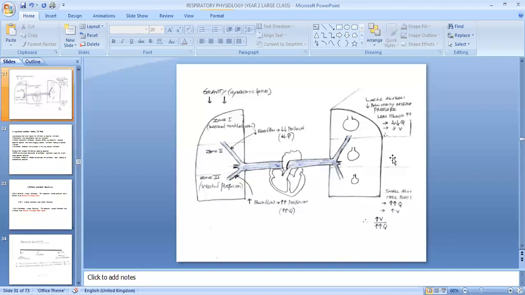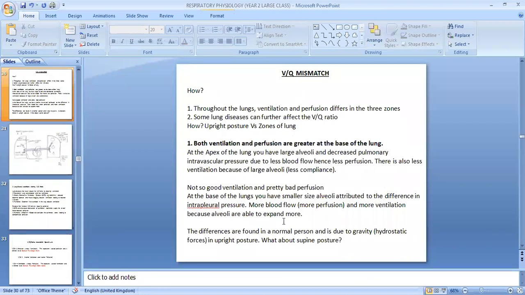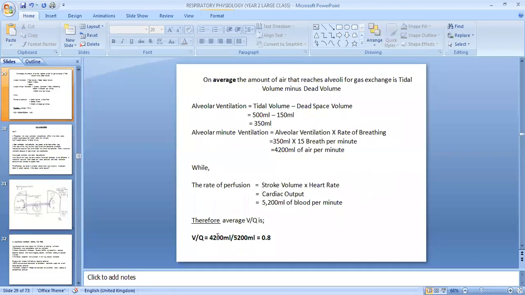At the middle here, you almost get a perfect match, a VQ ratio of about 1. But when you mix everything, you get an average, a VQ ratio of 0.8, being an average. That's an important concept I wanted you to get. The VQ ratio in a normal physiologic man is about 0.8, the one you have seen in the previous slide. It's about 0.8 for this reason.